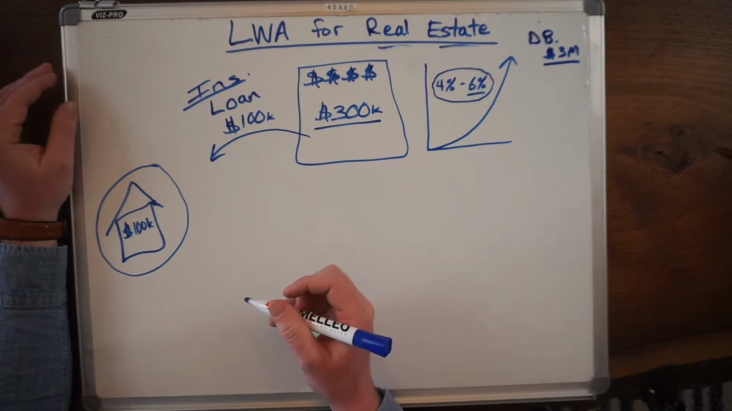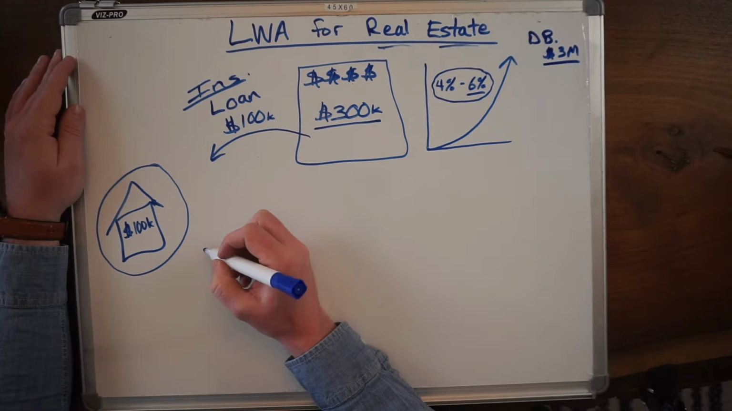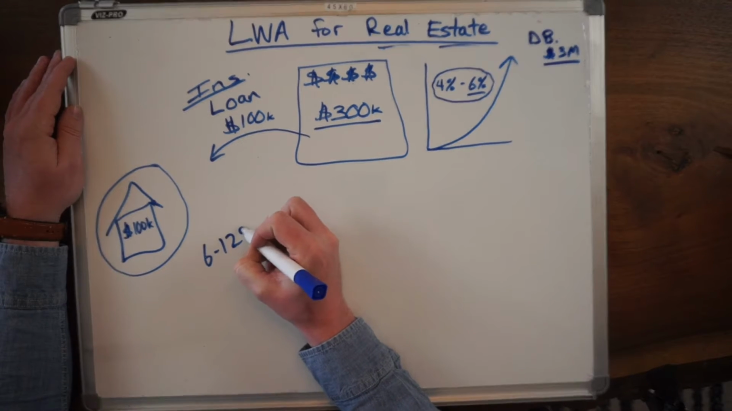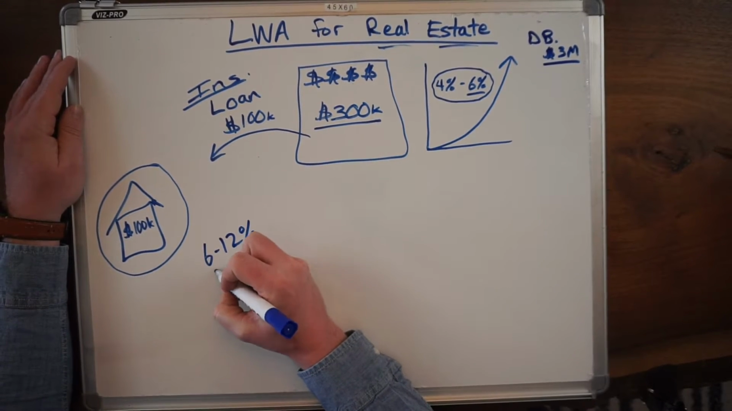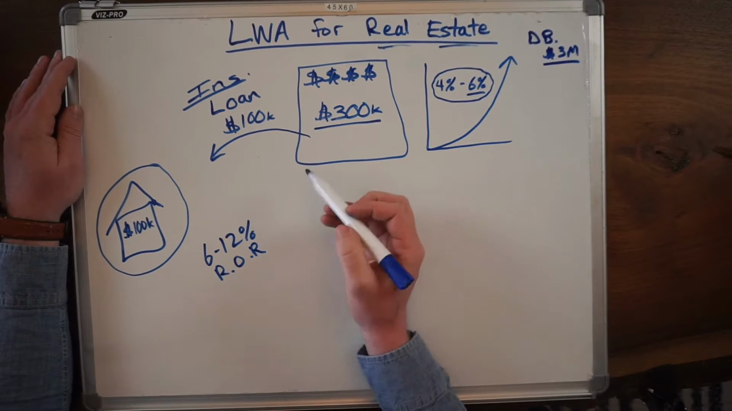Now, in this fictitious example, let's assume that we are going to get a cash flow rate of, let's call it, somewhere from like 6 to 12%. This is the rate of return we're going to get. Cash flow from the rental property.